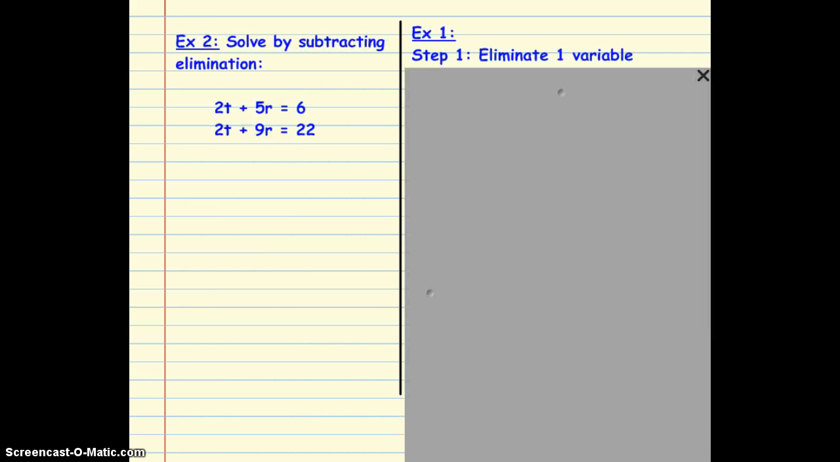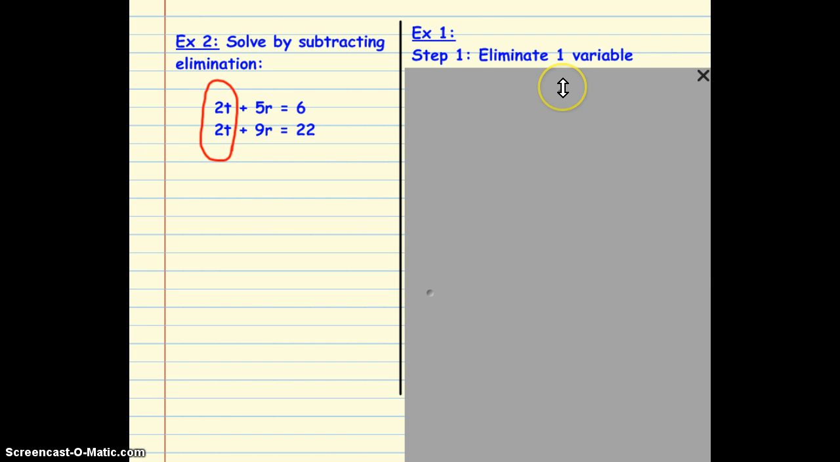Let's do one more that you are going to need to do, a subtracting example. So we are going to solve these two equations by subtracting. We have the equations 2t plus 5r equals 6, and we have 2t plus 9r equals 22. Alright, we know that we are going to use subtraction for elimination here because as we take a look, our t's have the exact same coefficient. Both of them are a positive 2. So we are going to do some subtracting.